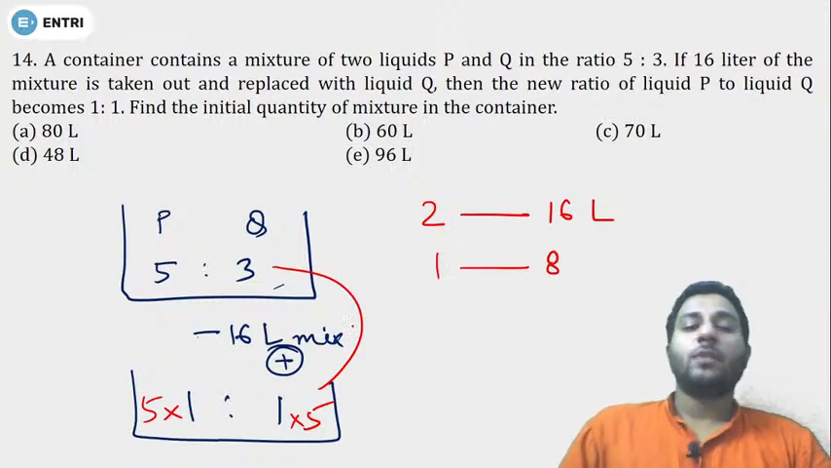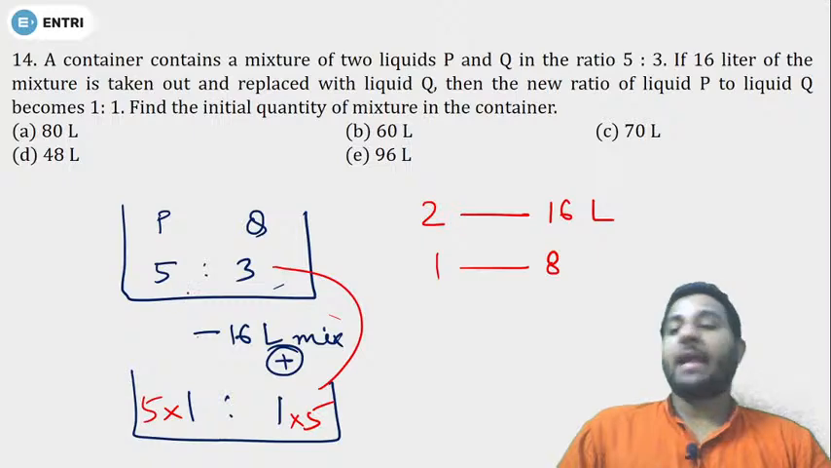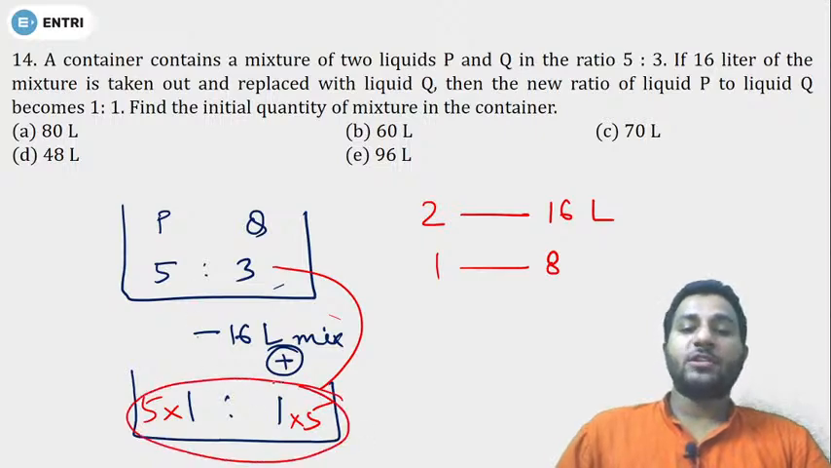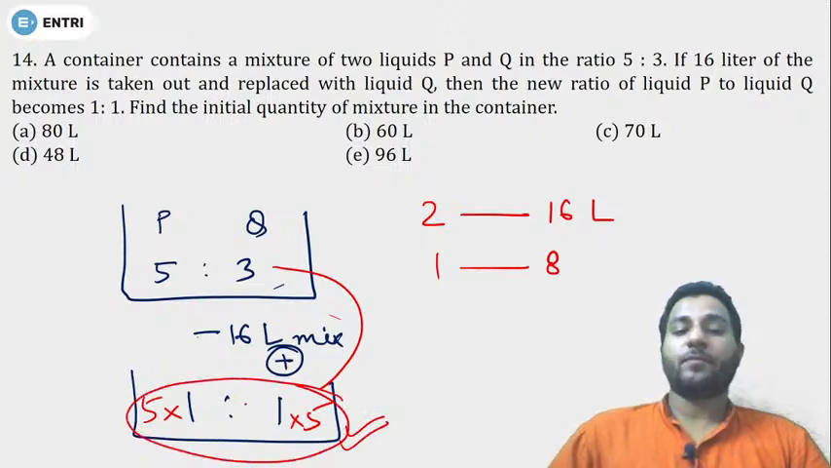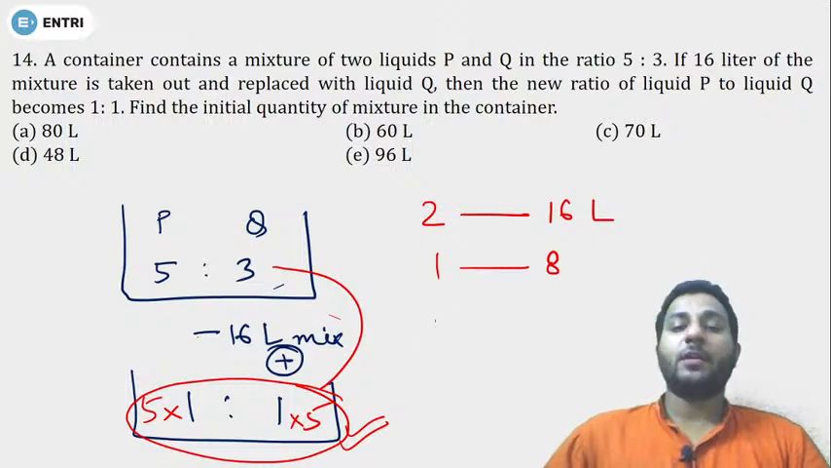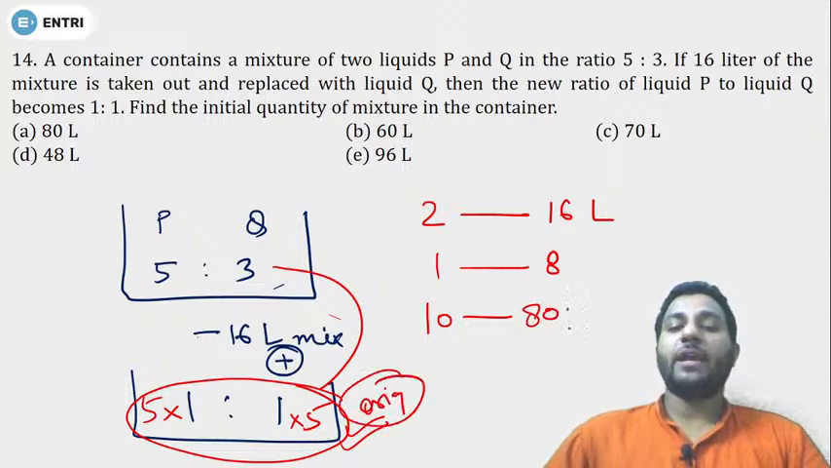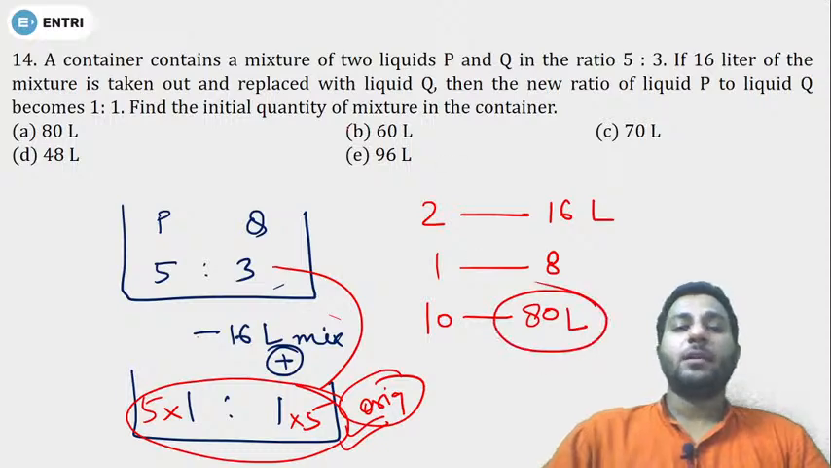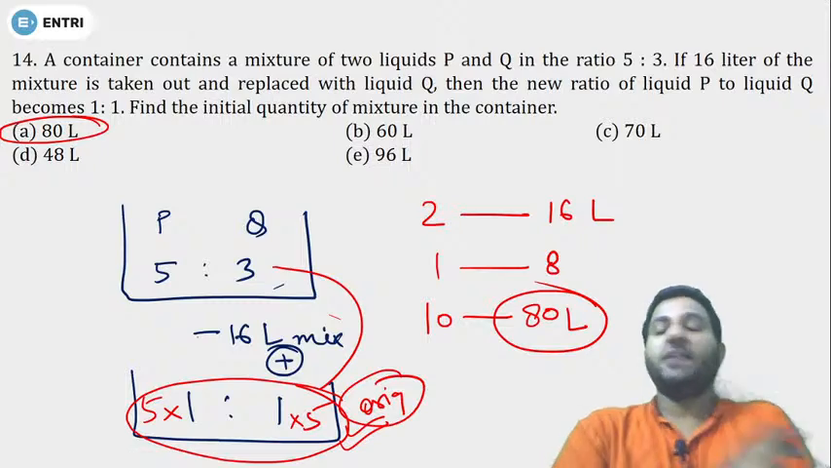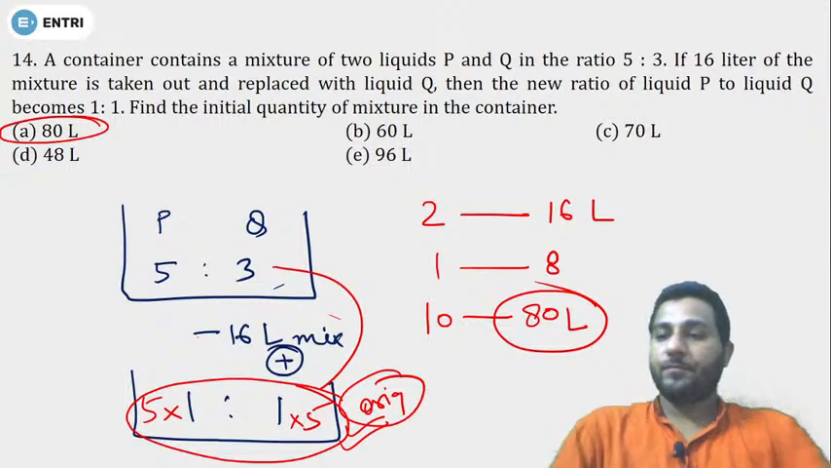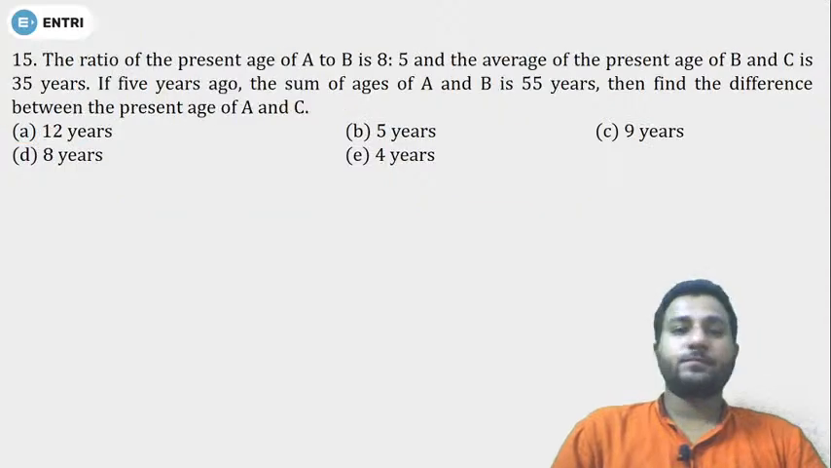Now once you take out the mixture and replace it with the same amount of quantity, the original mixture becomes the latter one, meaning the later quantity becomes the original. So 10 ratio must be the original quantity. So 10 ratio equals 80 liters, the initial quantity. As you all know, it has become easy. Now let's move on.